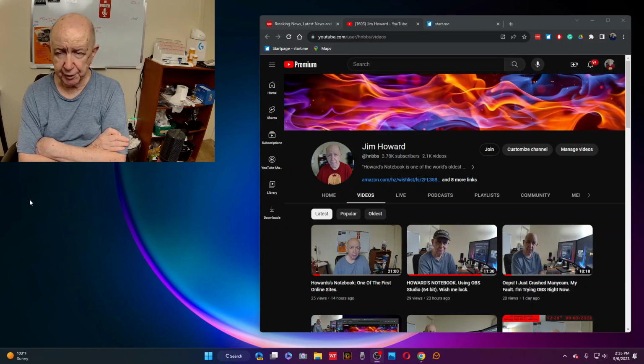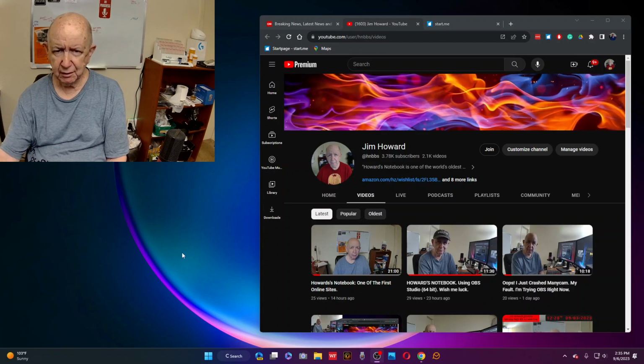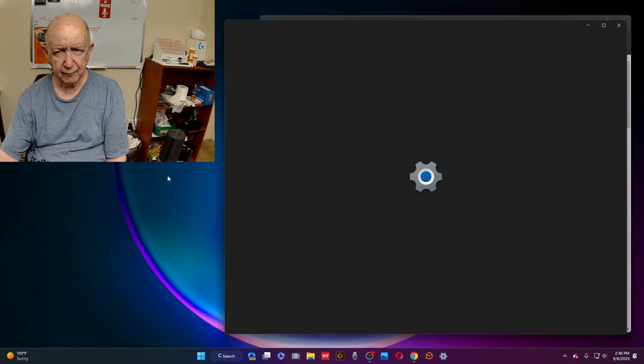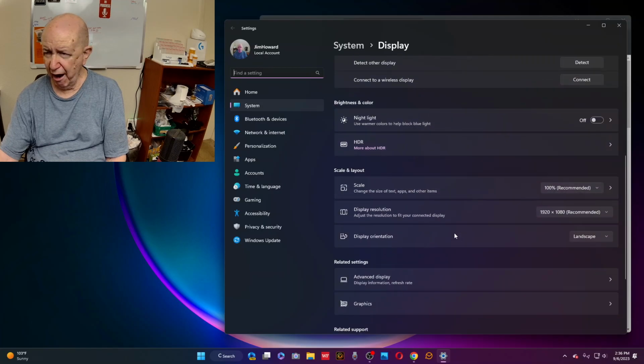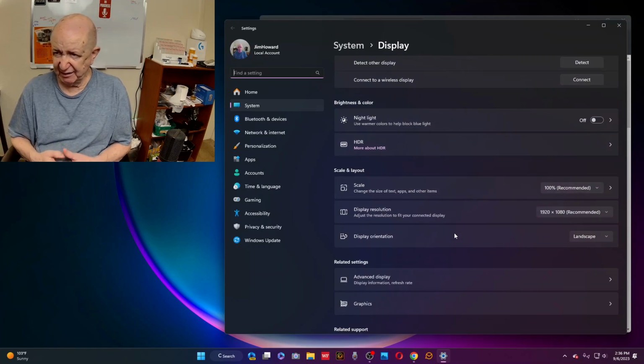Anyway, I think this is going to be a better situation with these monitors. I can't believe that I have them in, I think they're in 3840 by 2160, but that's not what's showing. No, okay, like 1920 by 1080.